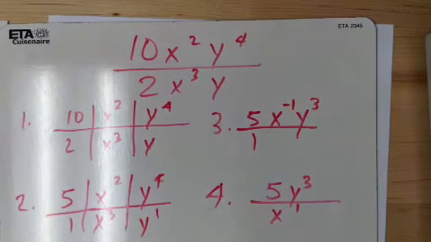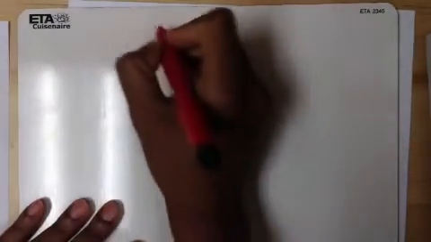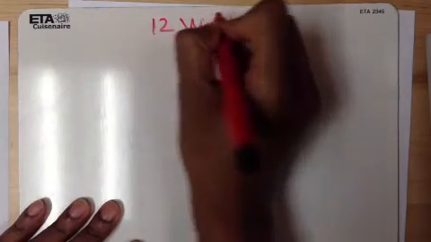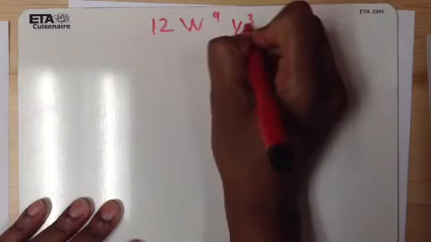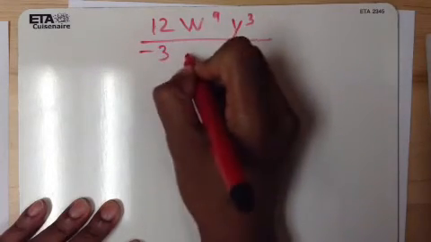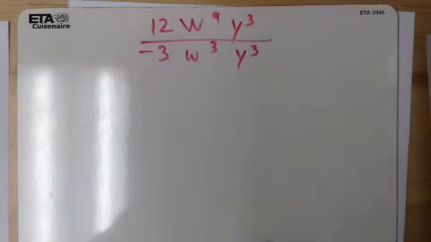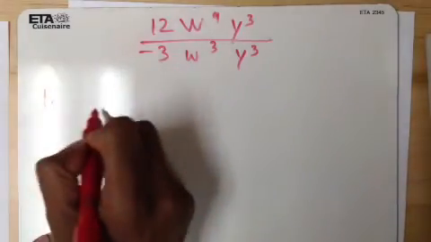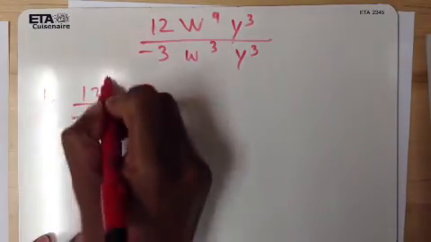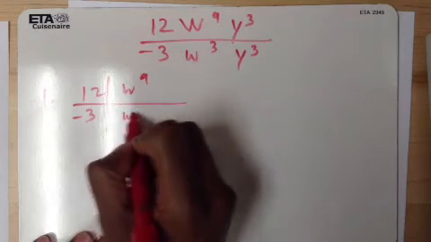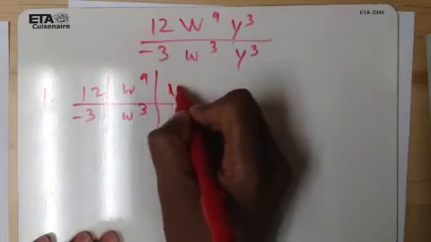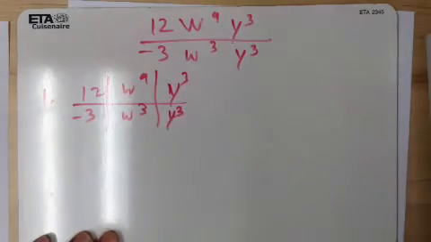We have one more problem to do. If you thought number 3 was bad, take a look at number 4. So for number 4, what I have is 12 w to the 9th power y to the 3rd power over negative 3 w to the 3rd power y to the 3rd power. Step 1, let's separate them. 12, negative 3, w to the 9th, w to the 3rd. And then y to the 3rd, y to the 3rd.